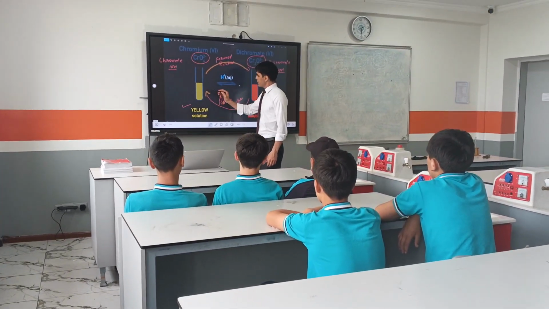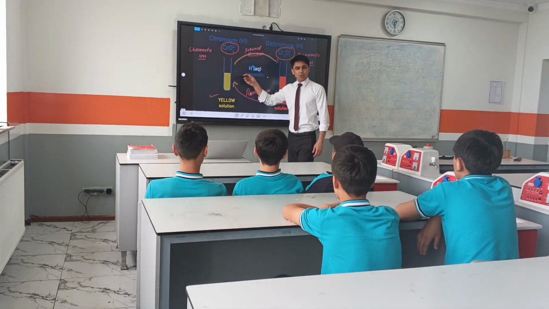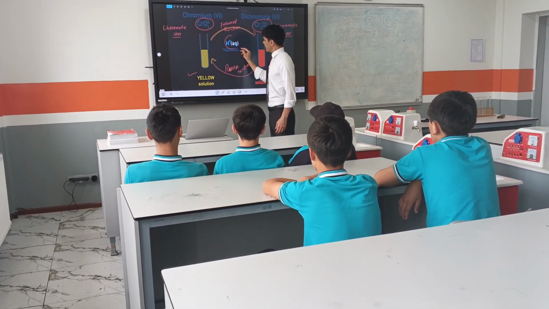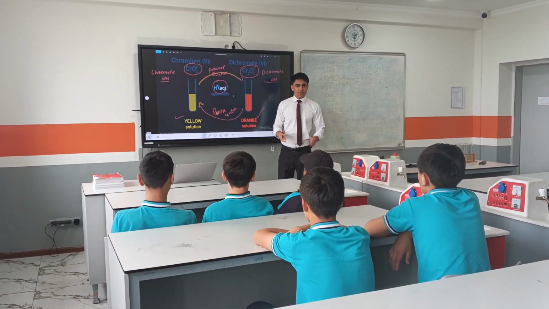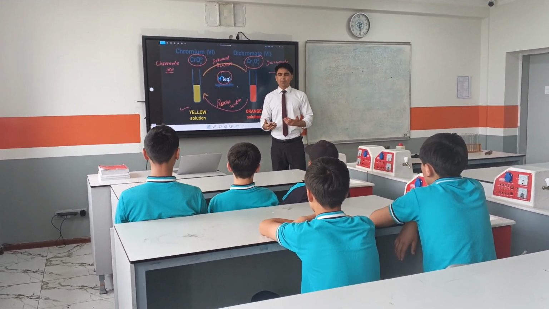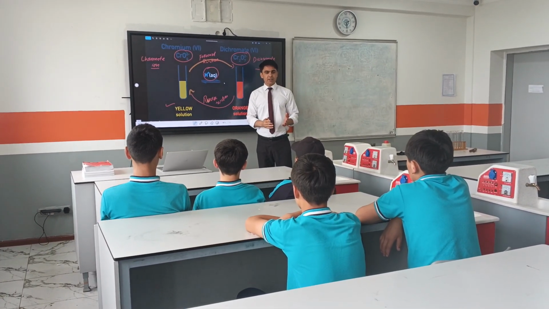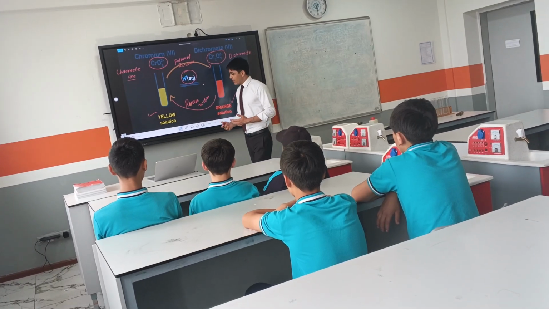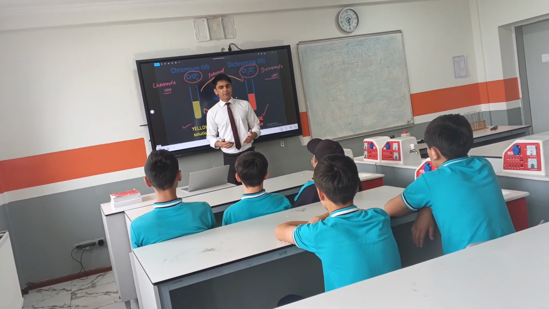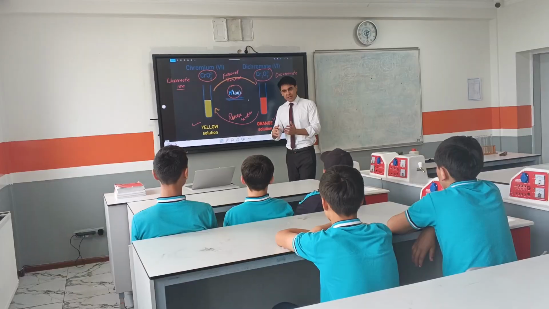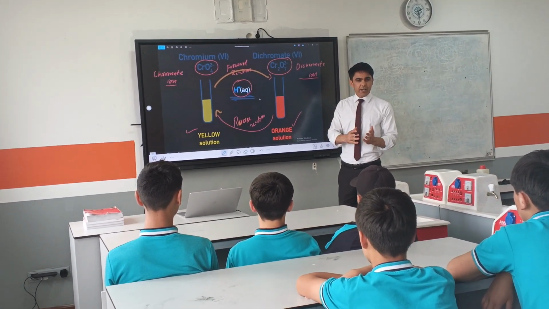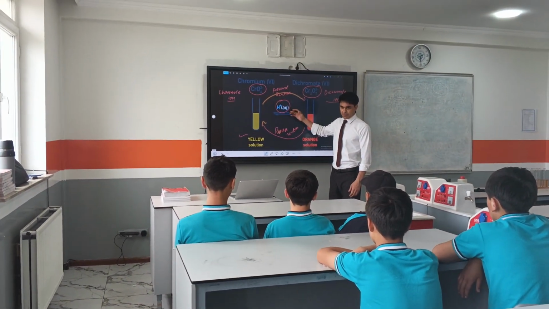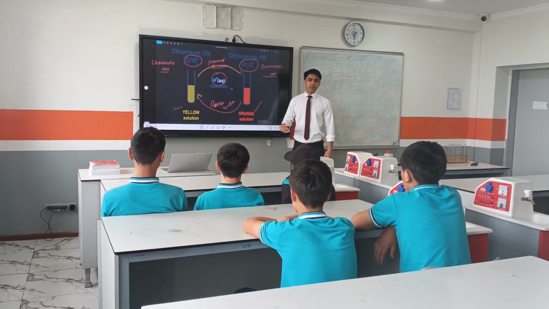So if we want to change the yellow color to orange, what do we have to do? Simple. We just add acid because hydrogen ions come from acid. For example, hydrochloric acid, sulfuric acid, nitric acid, any acid you can use. But if you use a strong acid, which completely dissociates into ions, hydrogen ion and negative ion, then your reaction will be very fast. Its rate of reaction will be fast.